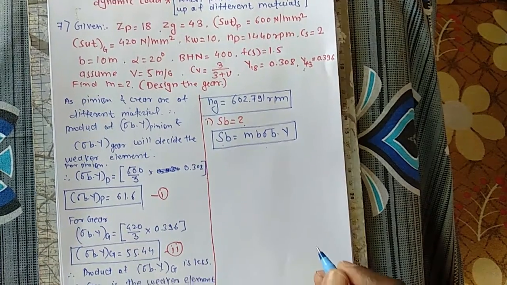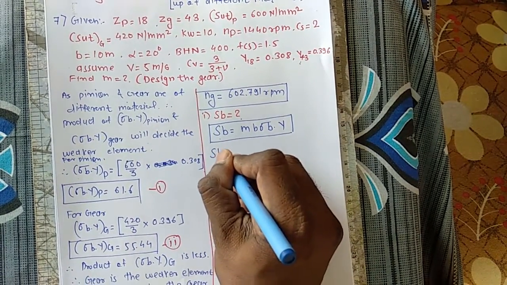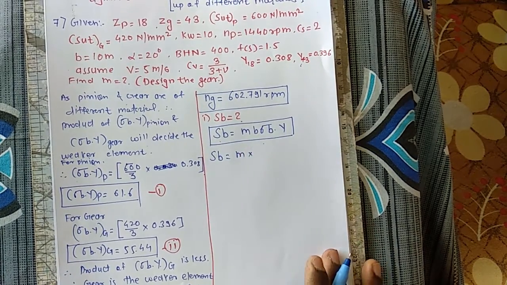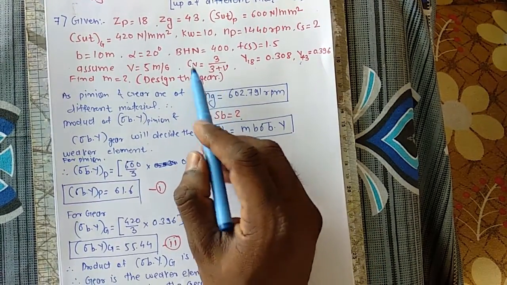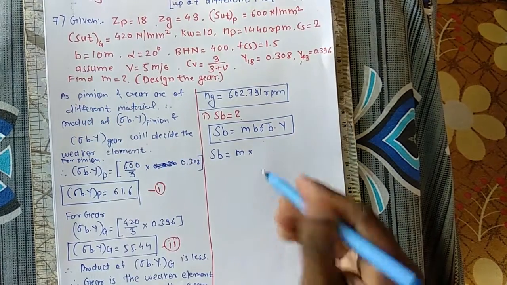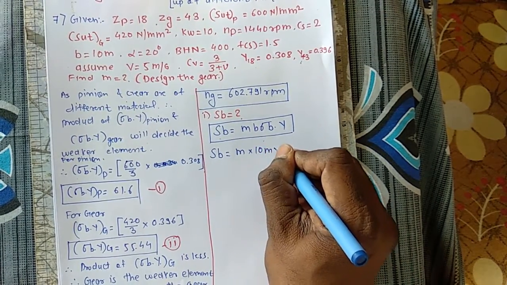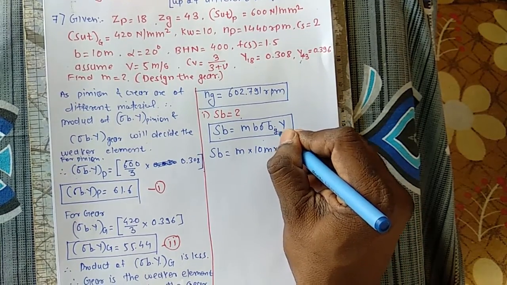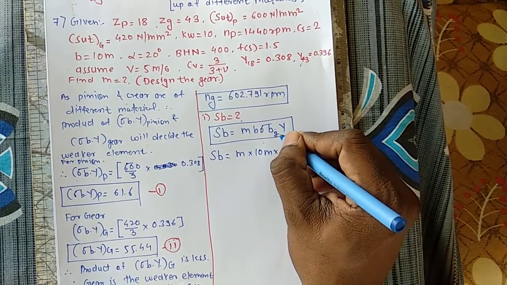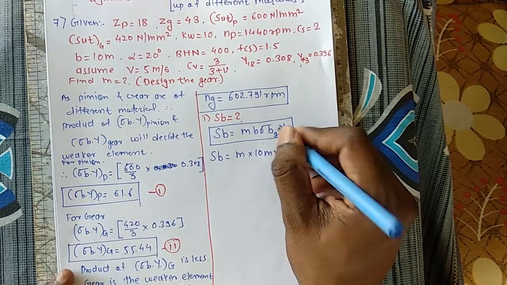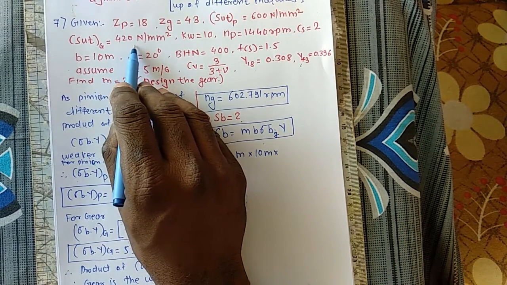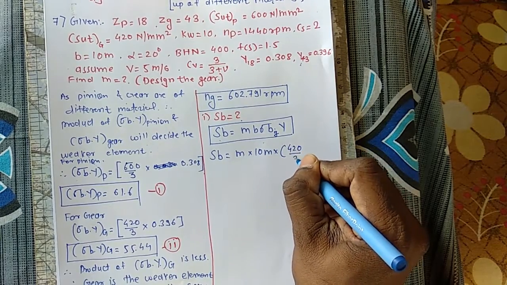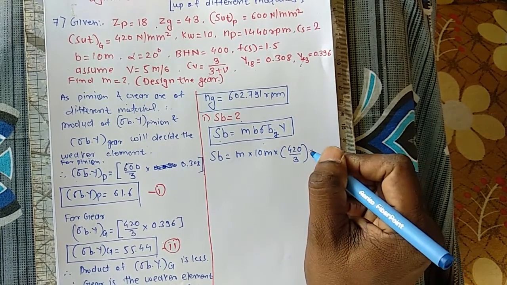Okay, so SB is equal to M, as it is, into face width. We know that face width is nothing but 10 times module. Now sigma B we have to select. So I am selecting sigma B for gear because gear is the weaker element. So what is sigma B for gear? It is 420. 420 divided by 3 into Lewis form factor Y.